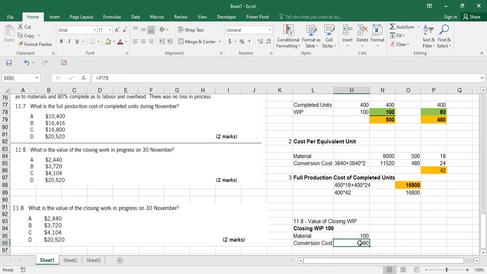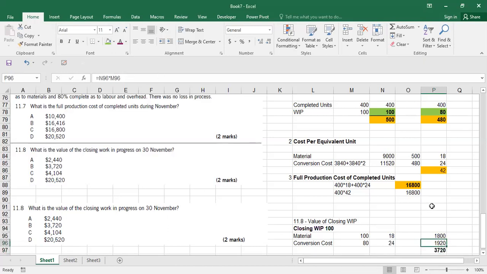So this is 180. And now we know that cost per equivalent unit of material was 18, and cost per equivalent unit of conversion cost was 24. And then you just simply multiply them. You say 18 multiplied by 100. So within this 100 units, the work which is equivalent to material is 1,800, and the work with respect to conversion cost is 1,920. And now you make a total. When you make a total, it will give you 3,720. This should be your answer.